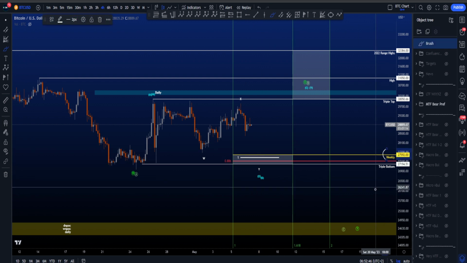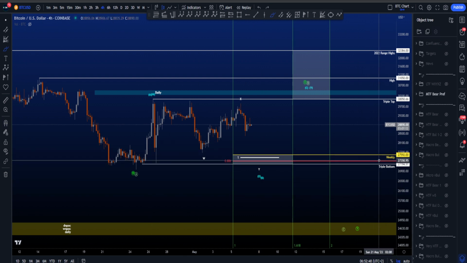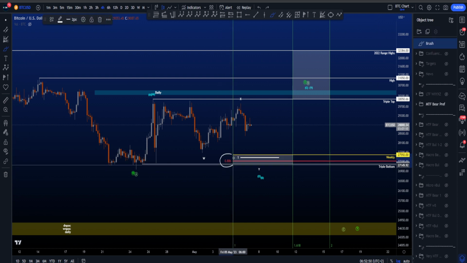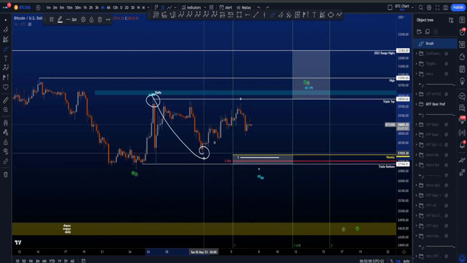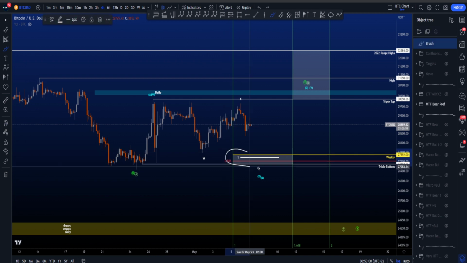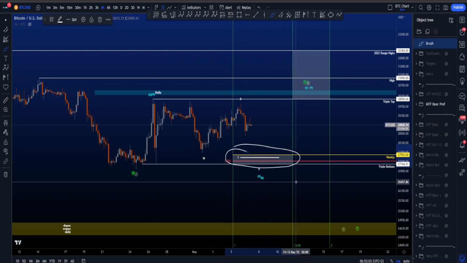It includes a weekly at 27.6k. We have a triple bottom. We have the 0.886 as well, taken from this low to this high over here, and we also have the 1-to-1, which is taken from the high of A or W to the low of W to the high of wave X. And as you can see, it's nicely positioned inside the white target box.